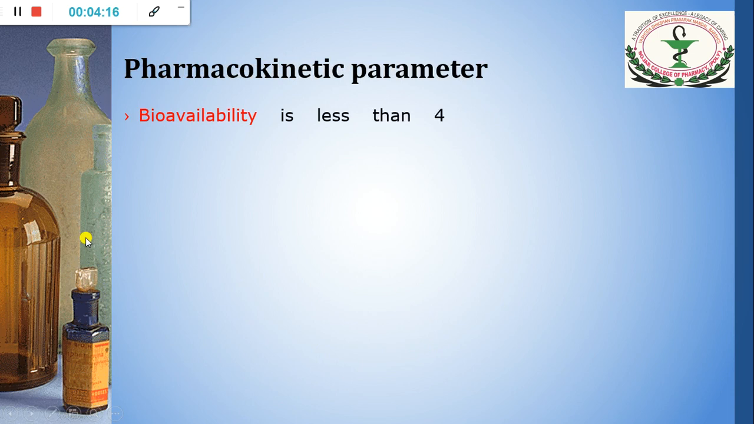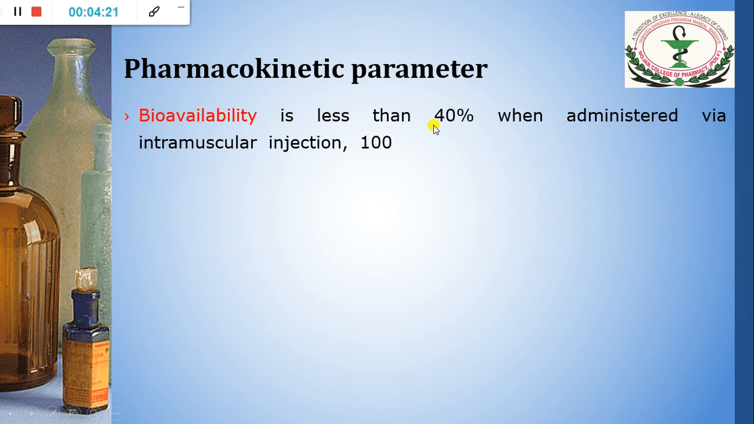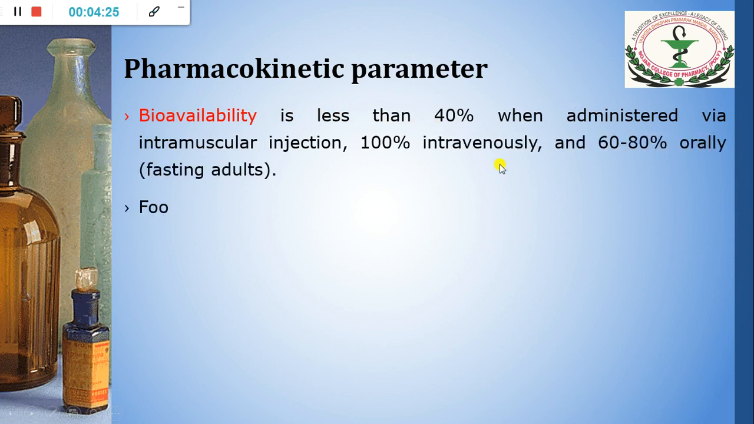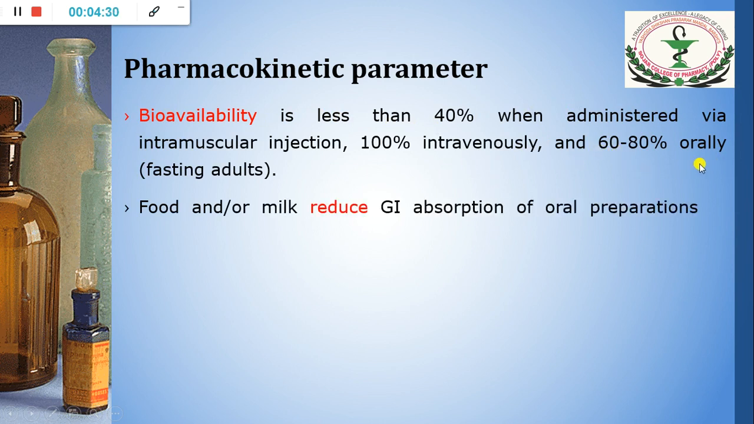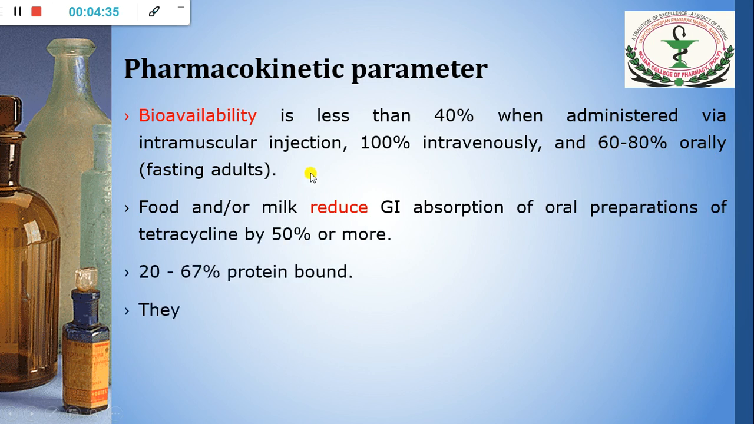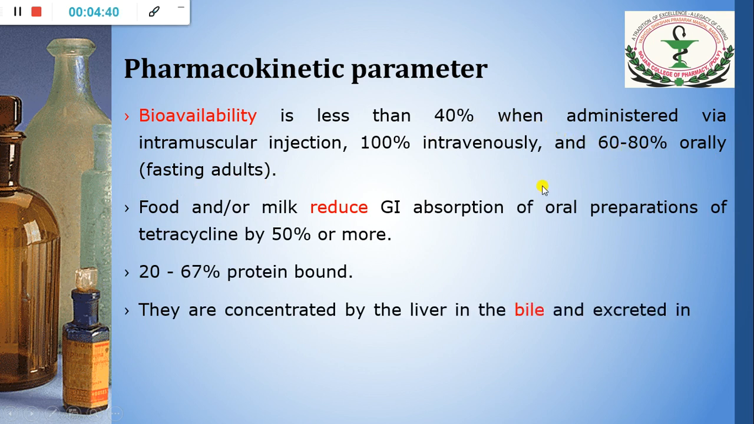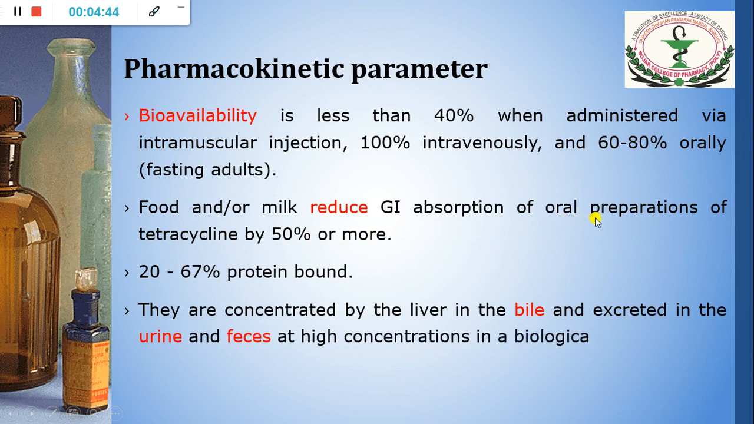Pharmacokinetic parameters: bioavailability is less than 40% when administered via IM injection, but with IV it is 100% bioavailable, and with oral it is 60 to 80% if the drug is taken on an empty stomach, that is in a fasting adult. Food and milk reduce the GI absorption of oral preparations of tetracycline by 50% or more.